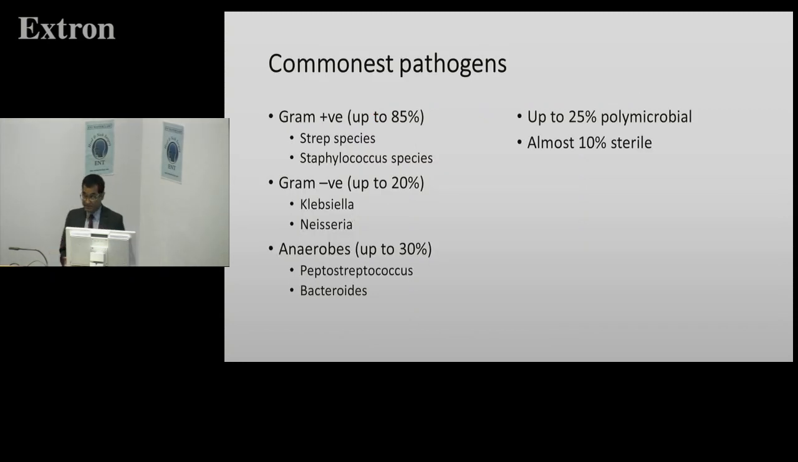In terms of pathogens, the majority of them are gram-positive, sort of strep and staph species. You do get gram-negatives, so often they're polymicrobial. You can get a combination of aerobes and anaerobes, and particularly if they've had lots of antibiotics, when you send pus off to the lab, it's often sterile as well.